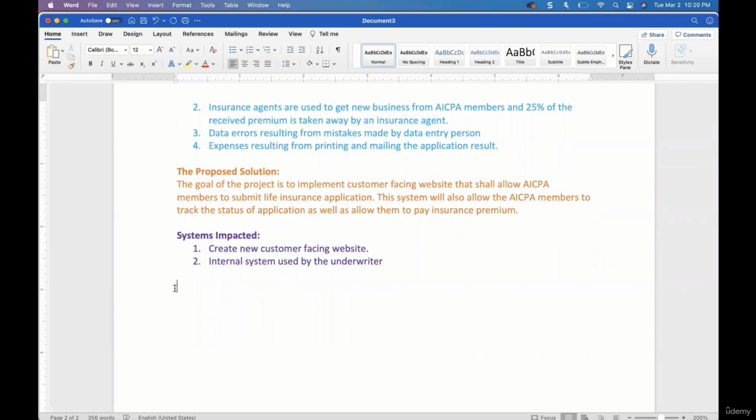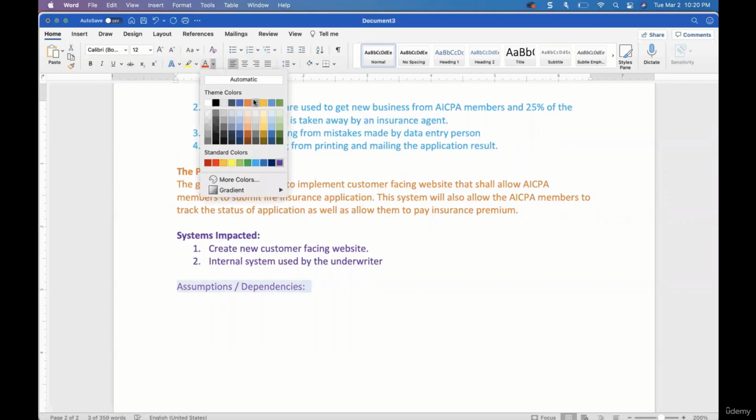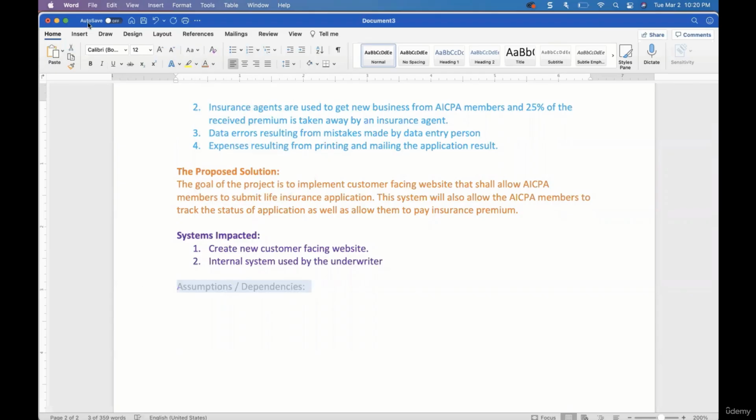All right. Then the next part of the BRD we have is assumptions or dependencies. So I don't think there are any assumptions or dependencies for this project. Everything is internal. So there are no assumptions or dependencies for this project. And then the last thing that we write for BRD is we write business requirements.